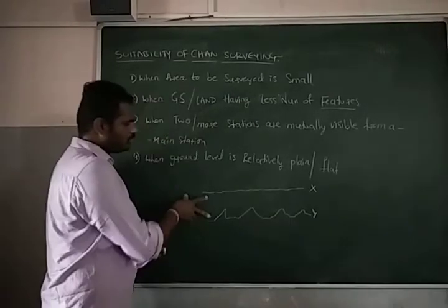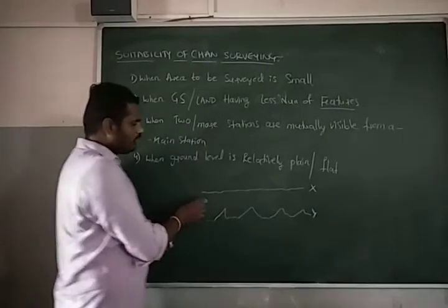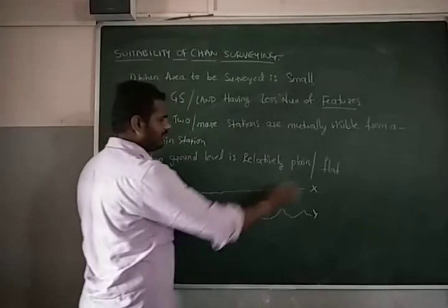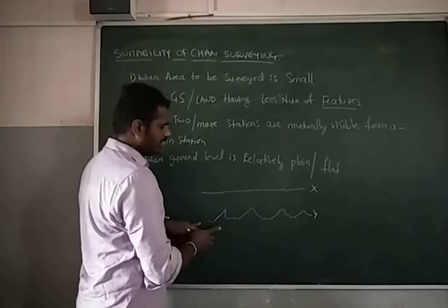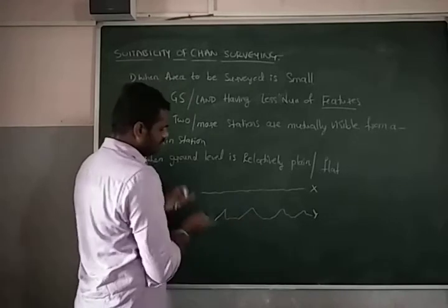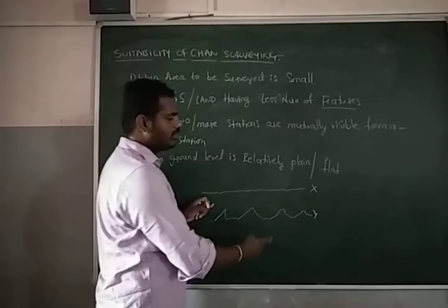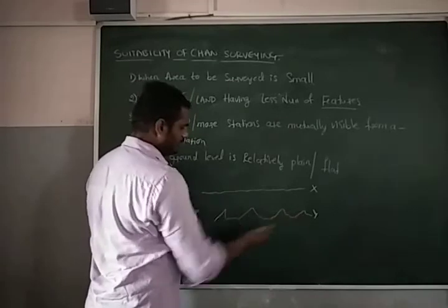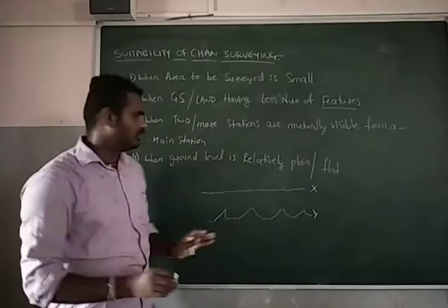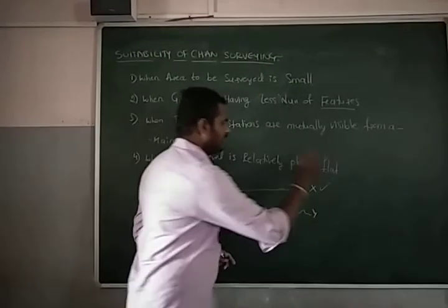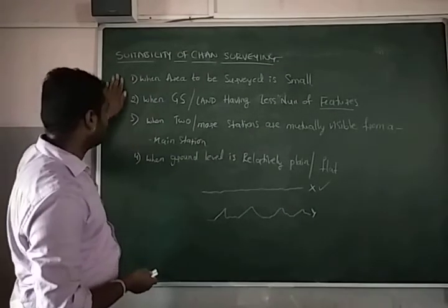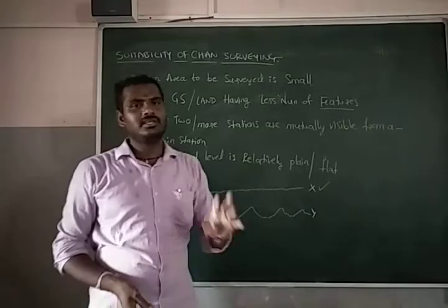When you compare these two ground levels, the first ground level, even though it has undulations, these undulations are not much considerable and it is relatively flat. But in the second case, this is also a ground surface, but it contains undulations, and compared to the first case the undulations are more. So in such cases, chain surveying is not suitable. For the first condition only, chain surveying is suitable. Therefore, these four are the major conditions where chain surveying is suitable.